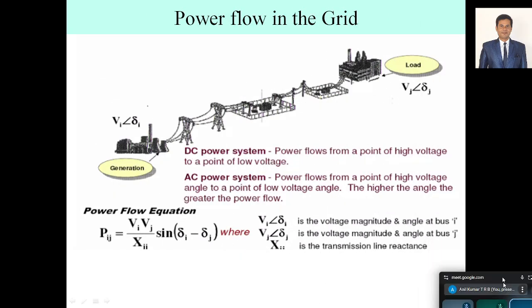Okay, in this slide you can see there is a generation happening. Okay, so here there is Vi at delta i and Vj at delta j, correct? Can I see this formula? Voltage at an angle of delta. This is a generation angle, this is a load angle, correct? Look, Vi at an angle of delta i, Vj at an angle delta j, correct?